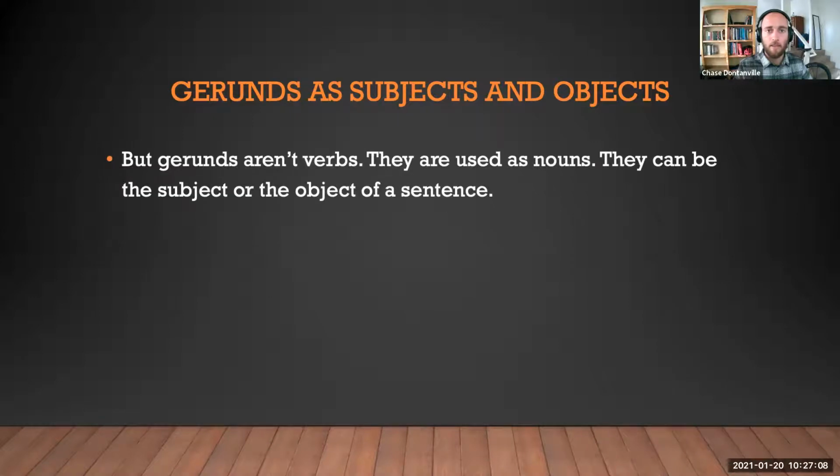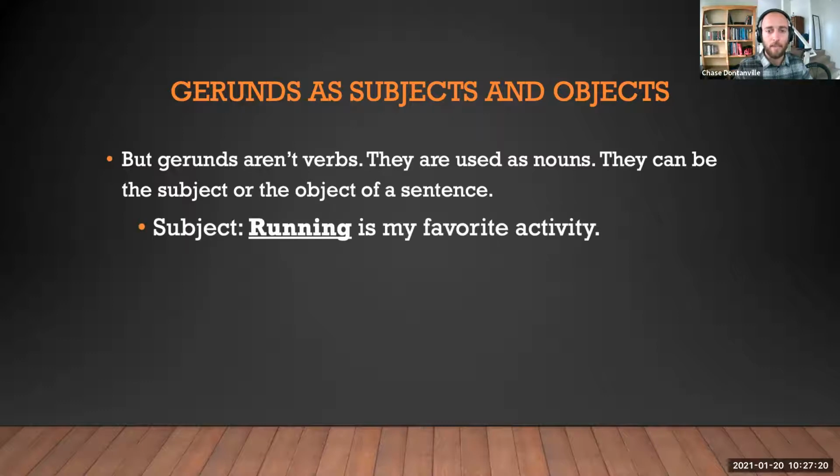But gerunds are not verbs. They are used as nouns. They can be the subject or the object of a sentence. For example, as a subject, running is my favorite activity. As an object, I enjoy running. So as you see, we use the ing form called the gerund, not as a verb, but as a noun, okay? And we can use that gerund in the subject position or the object position.